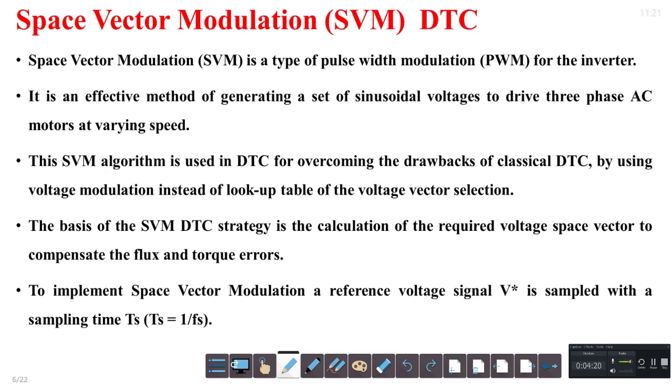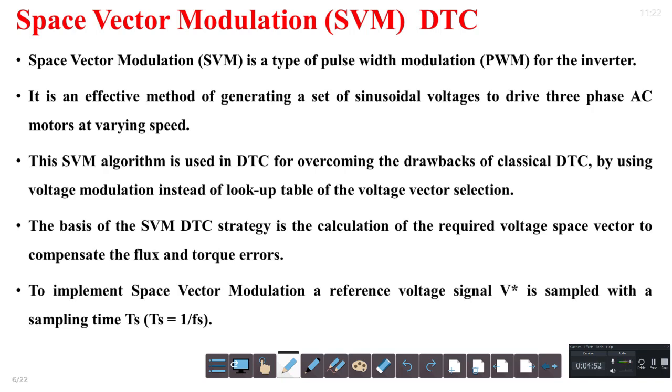Now, we will discuss some more about space vector modulation DTC. Space vector modulation is a pulse width modulation for the inverter. It is used in generating the required reference voltage vector at any angle for comparison and pulse generation for the inverter. It is an effective method for generating a set of sinusoidal voltages to drive the induction motor at varying speed.